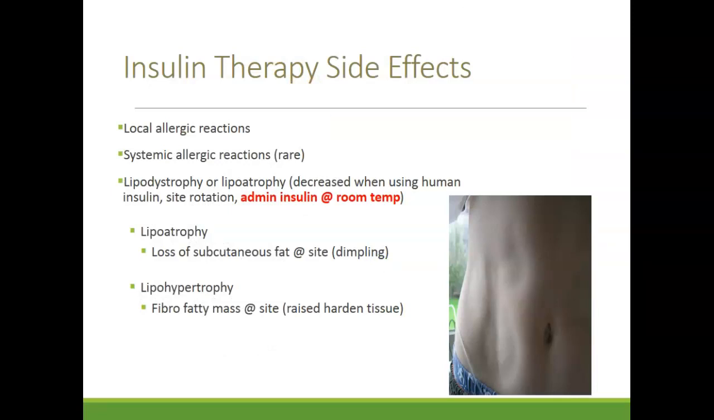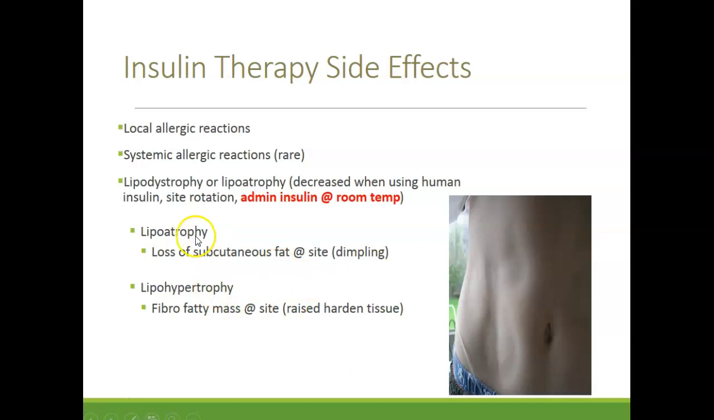Side effects of insulin: local allergic reactions, and a lot of times the reactions I've seen with patients isn't to the insulin itself, but the preservative within the insulin. Systemic allergic reactions, those are typically rare. Lipodystrophy and lipoatrophy are usually decreased when using human insulin, rotating the sites, and giving insulin at room temperature.